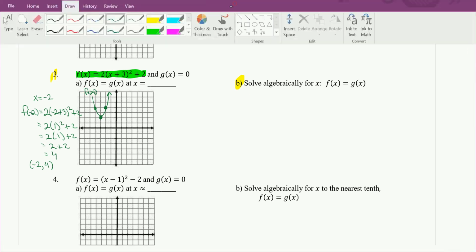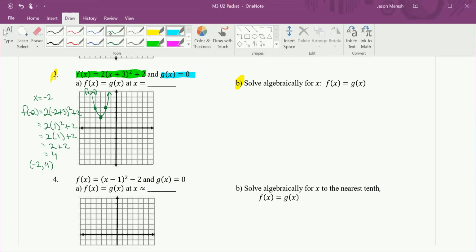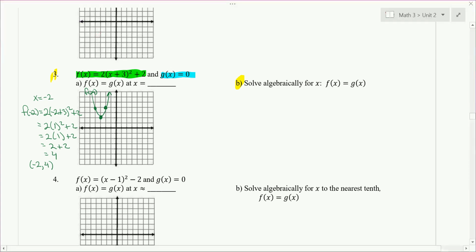G of x is equal to 0, and that is the x-axis, y equals 0. And part A is asking us, where does f of x equal g of x? In other words, where do they touch or cross or intersect? And they don't anywhere. And so f of x is equal to g of x nowhere. So there's no solution.